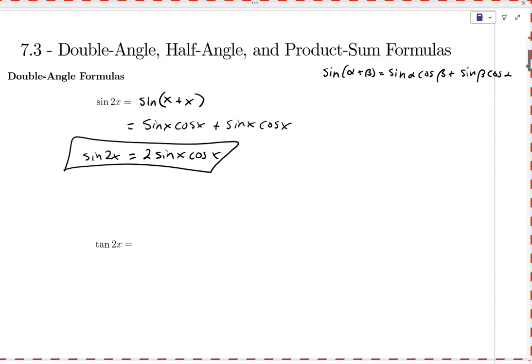Do the same thing for tangent. What was your sum formula for tangent? If I do tangent of alpha plus beta, what was that one again? Tangent alpha plus tangent beta. Good. Yeah, it's the sum of the tangents on top, product of the tangents on bottom, and then the sign in the middle flips.